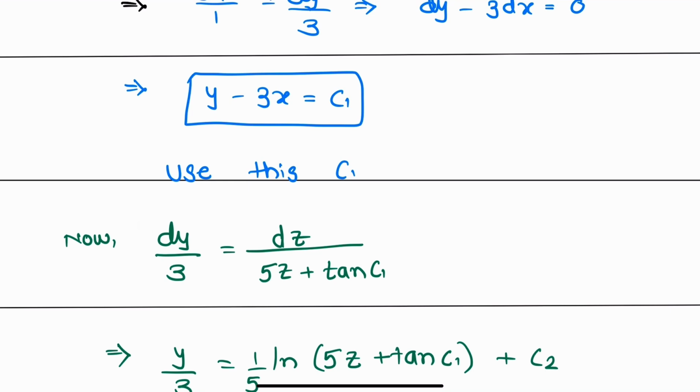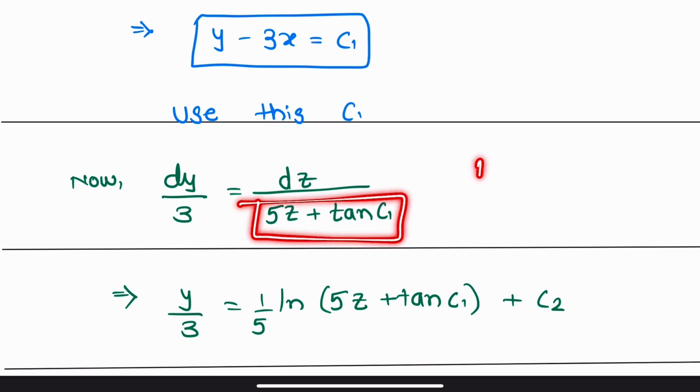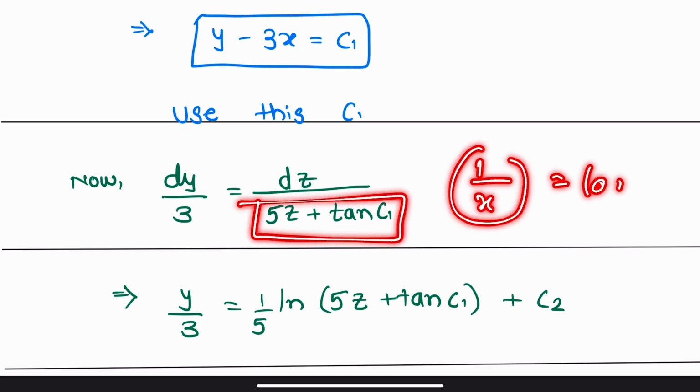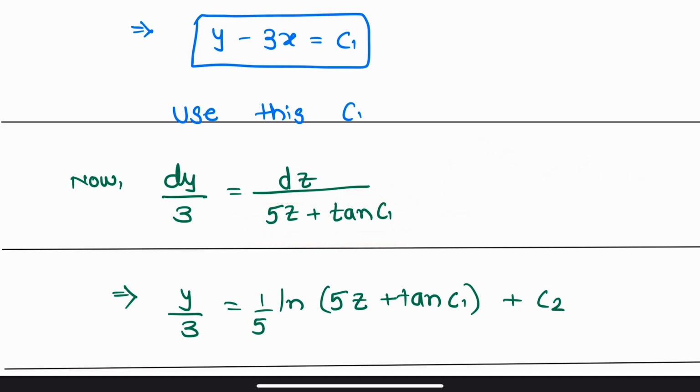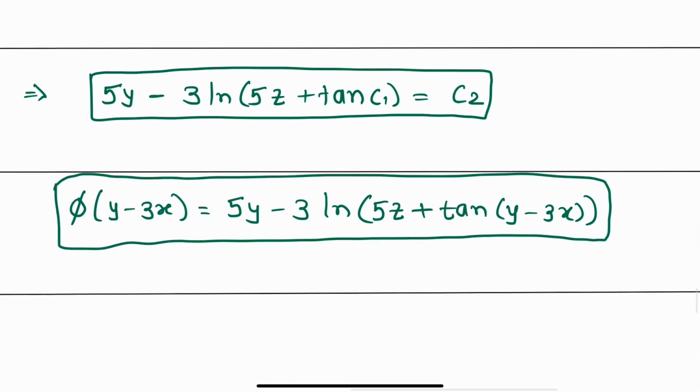Hence it is integrable. So if we integrate on both sides, we are left with y by 3 equals 1 by 5. This is like integrating 1 by x, which will be log x. So log of 5z plus tan c1, and a derivative of 5 here, plus some constant c2. If we rearrange it, we'll get 5y minus 3 log(5z plus tan c1) equals c2.